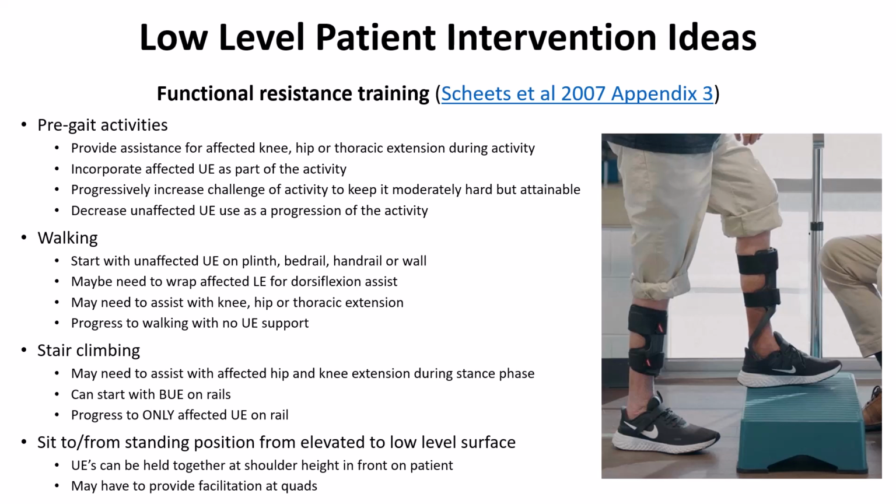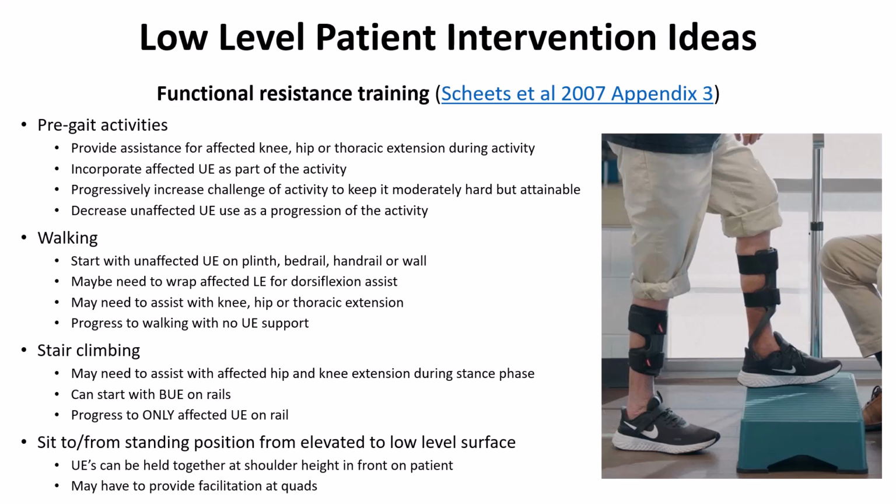Consider doing pre-gait activities. Always incorporate the upper extremity as much as possible and make the activities challenging. Think moderate, but attainable. Okay, you can progress to walking. We'll work on walking coming up pretty soon, where we'll teach you how to wrap the ankle into dorsiflexion to maintain dorsiflexion during swing phase of gait.